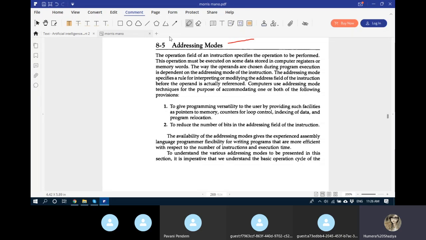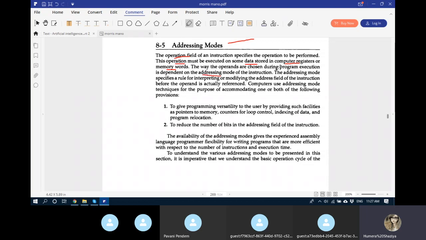So going ahead, we will study addressing modes. You know, we have an operation field in an instruction format, and you have an address part. And then this operation must be executed on some data, and data may be stored in computer registers or memory words. So the way the operands are chosen during program execution is dependent on addressing modes.